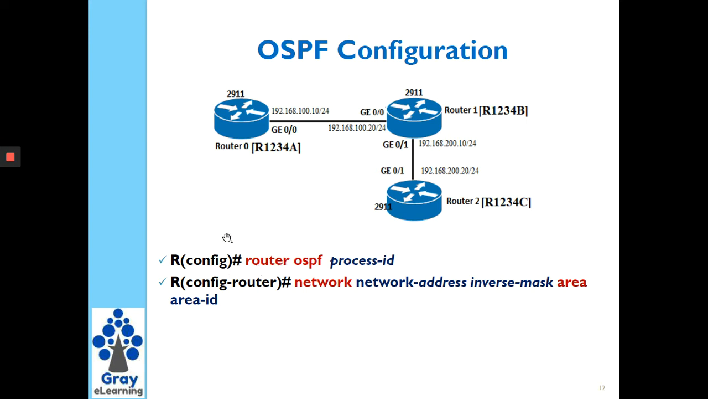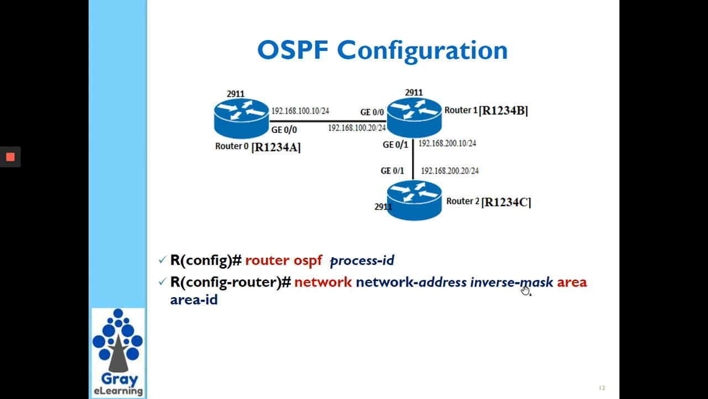The syntax of how to configure OSPF is as shown here. First we enter the configuration mode, then router. We have to use the command ospf, then give a process ID. The next line is network, then we enter the network address. Then the most important thing here: we are using an inverse mask.